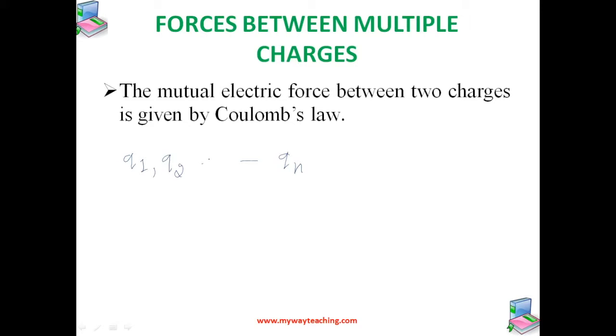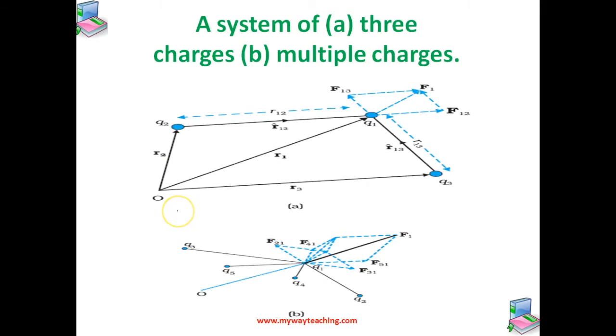In order to understand this concept, consider a system with only three charges, Q1, Q2 and Q3. As you can see in this figure, the system with three charges, Q2 here, Q3 here and Q1 here. And here the force on one charge, say the force on Q1, due to the two other charges, that is due to Q2 and Q3, can be obtained by performing a vector addition of the forces due to each one of these charges.